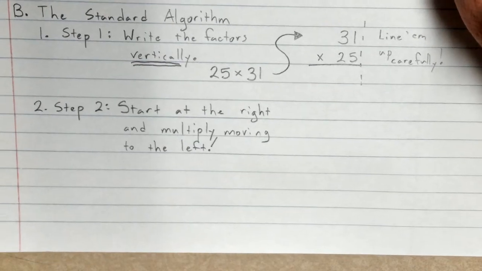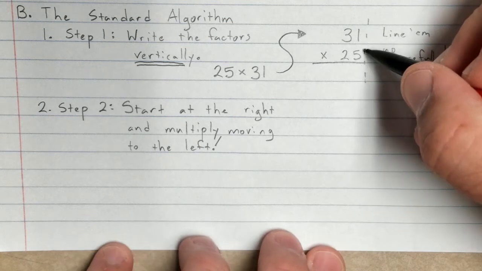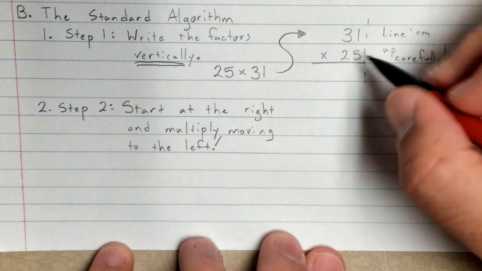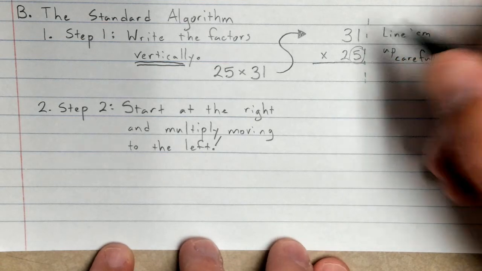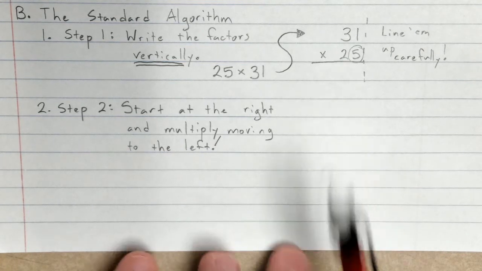Now, one thing I like to talk about with students when we multiply with the standard algorithm. Okay, we start on the right. I like to circle this and say, this is our focus number. This is the first thing we're multiplying. And I'm going to ignore that. It's just 5 times 31 right now.